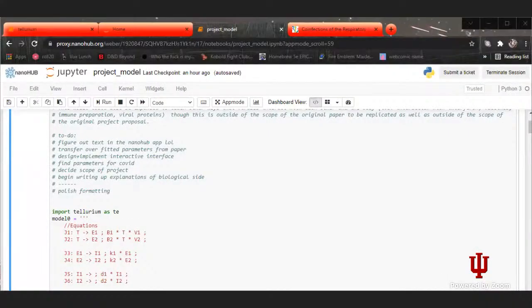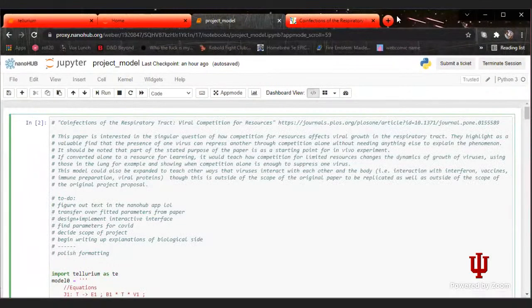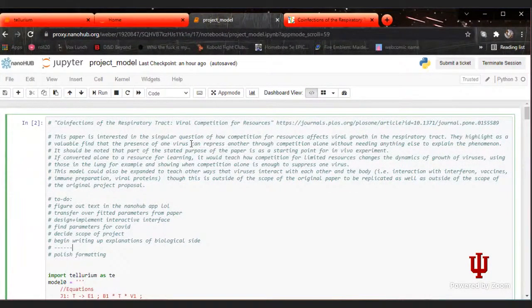So, just up at the top, I've got my explanation of the paper. It's interested in the singular question of how competition for resources affects viral growth in the respiratory tract. They highlight as a valuable find that the presence of one virus can repress another through competition alone without needing anything else to explain the phenomenon. It should be noted that part of the stated purpose of the paper is as a starting point for in vivo experiment.